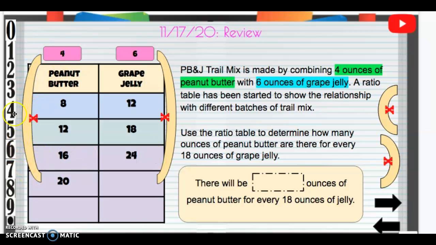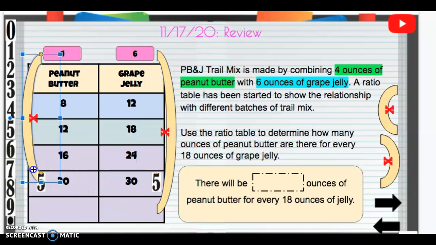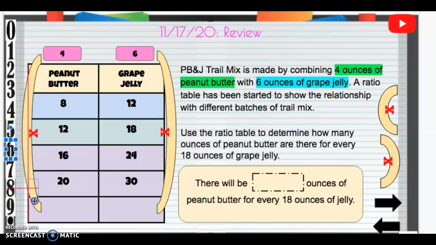I'm going to do 4 times what gives me 20? 4 times 5 gives me 20. And then I have to do the same to the other side. So 6 times 5 is 30. So then I'll drop my noodle down and ask myself, okay, well, they're both blank, so I did 2, 3, 4, 5. I might as well have put 6. So 4 times 6, 6 times 6. So 4 times 6 is 24, and 6 times 6 is 36.